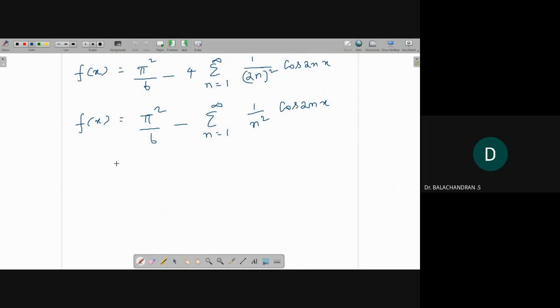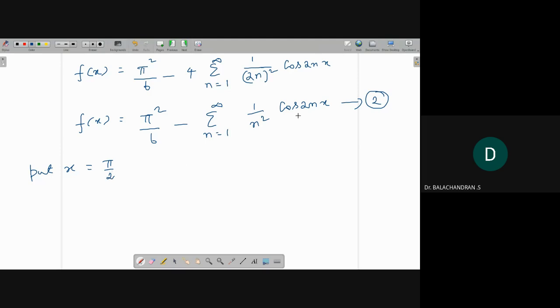So now the thing is you should substitute what is x here. x is equal to what? Sheila? Sir, pi by 2. Yes, correct. So x equal to pi by 2.